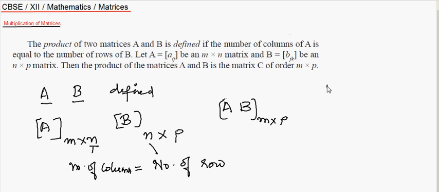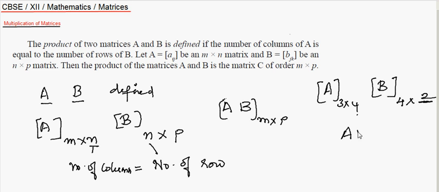For example, if matrix A is of order 3 by 4, then B should be of order 4 by n. This can be anything, say 4 by 2. Then only you can say the product AB is defined, since the number of columns of matrix A is equal to the number of rows of matrix B, and the order of the product AB is 3 by 2. So this is how we can multiply the matrices.